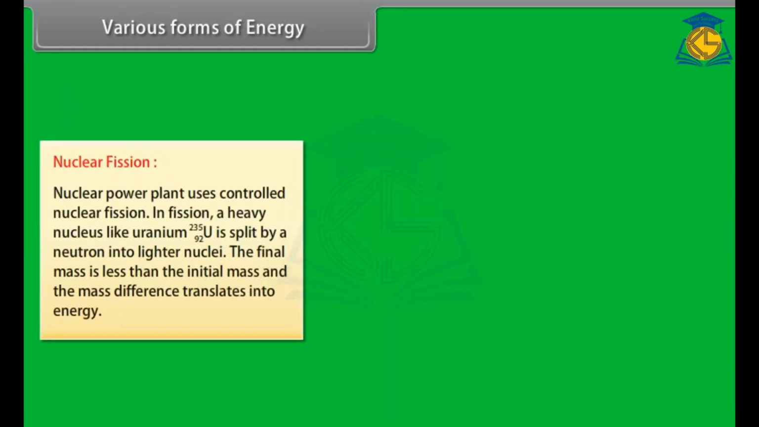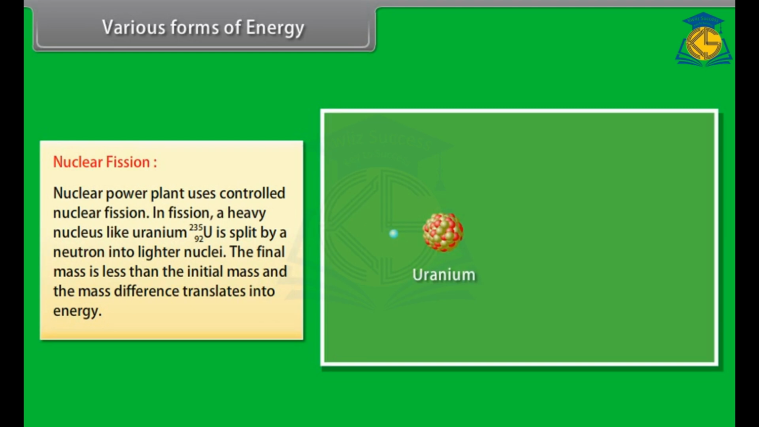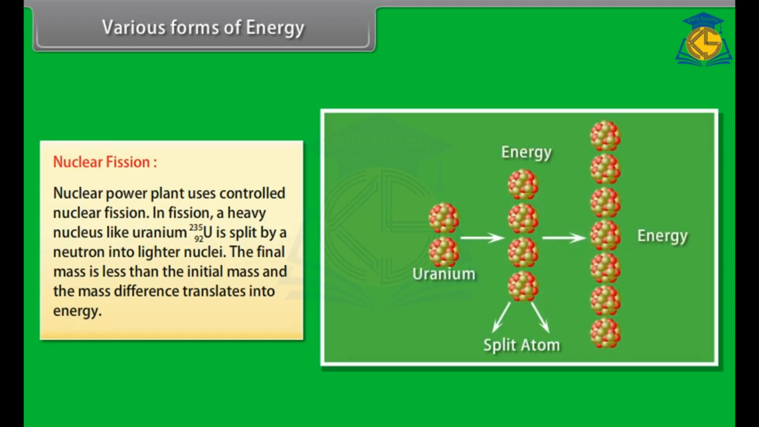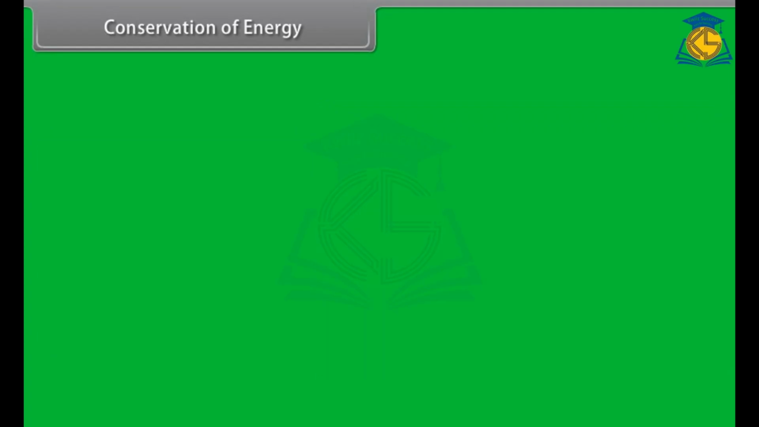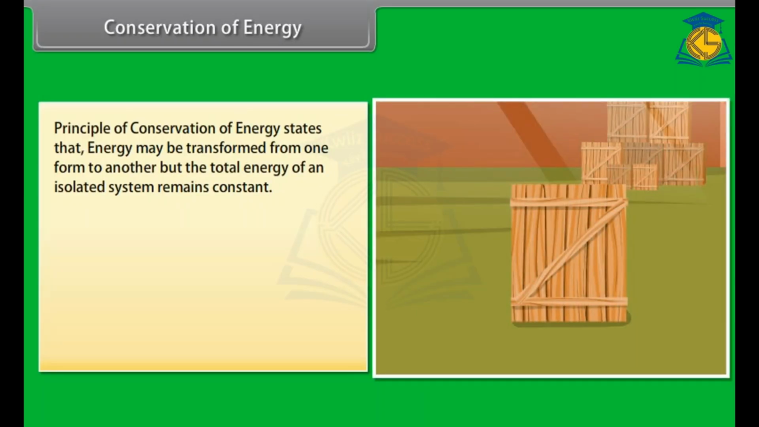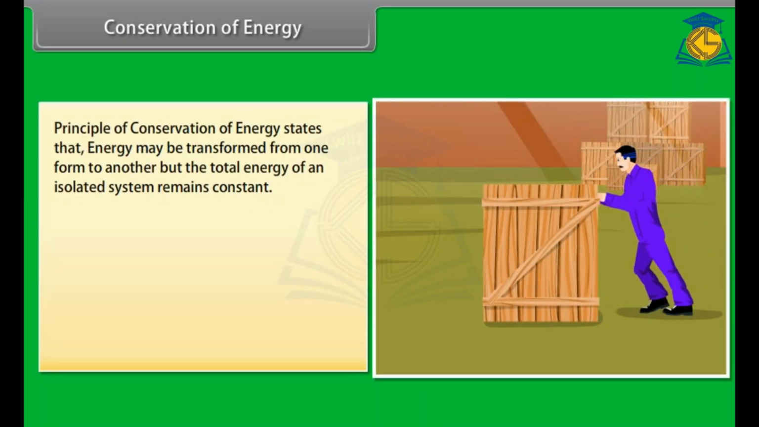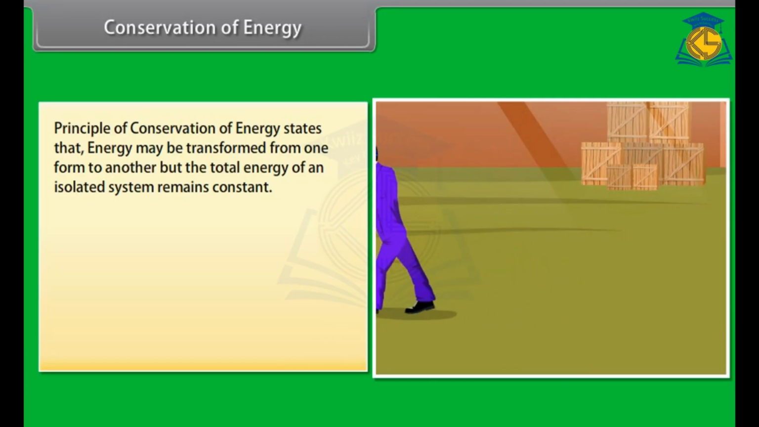Nuclear fission. A nuclear power plant uses controlled nuclear fission. In fission, a heavy nucleus like uranium-235 is split by a neutron into lighter nuclei. The final mass is less than the initial mass and the mass difference translates into energy. Conservation of energy. The principle of conservation of energy states that energy may be transformed from one form to another, but the total energy of an isolated system remains constant.